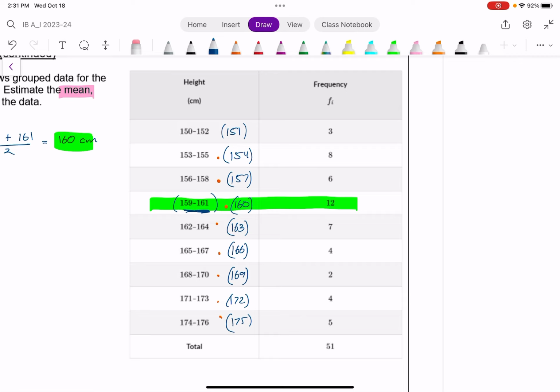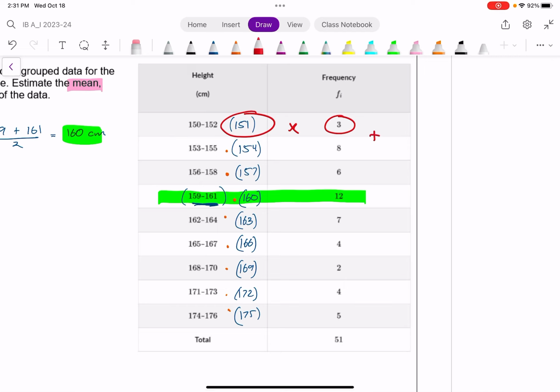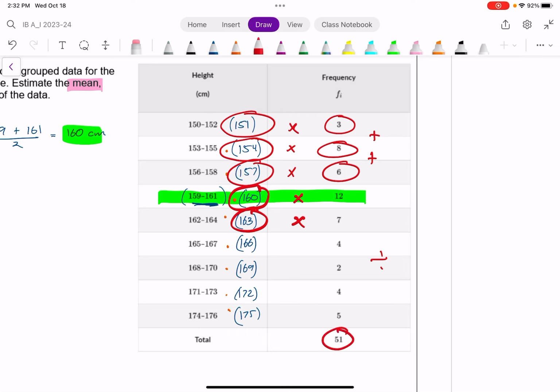And so if I want to find the mean, one thing I could do is go, okay, I got 3 people with an estimated height of 151 centimeters. So I could multiply these together and then add that to the next. I have 8 people with an estimated height of 154 centimeters. I could multiply those two together and add that, and so on. This would take a while, and I don't encourage us to do that for this much data. But if I did all of that, added up, for example, for this one, 160 times 12 plus 163 times 7, added it all up and then divided by the total number of values, which is 51, that would tell me the mean.